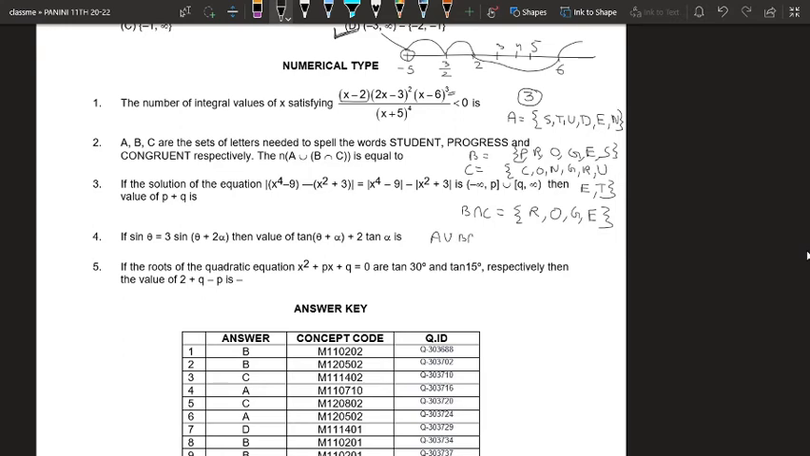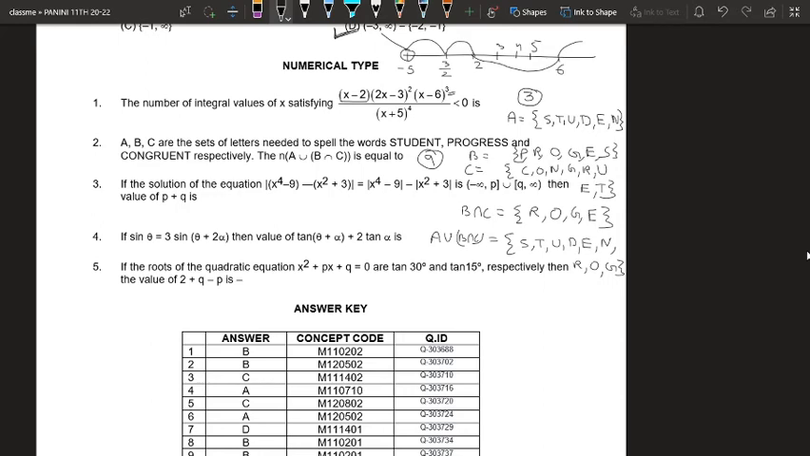Now A union B intersection C. This is S, T, U, D, E, N, and R, O, G. E has already been taken. 1, 2, 3, 4, 5, 6, 7, 8, 9. I think 9. Number of elements is 9.